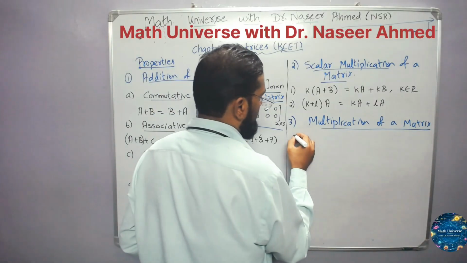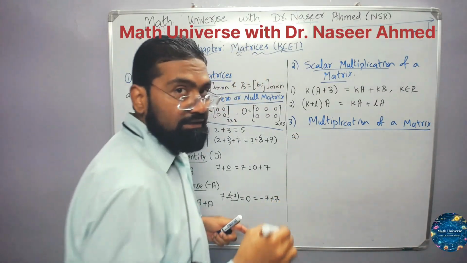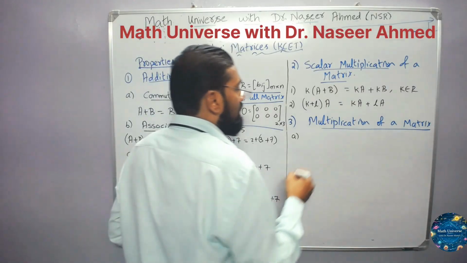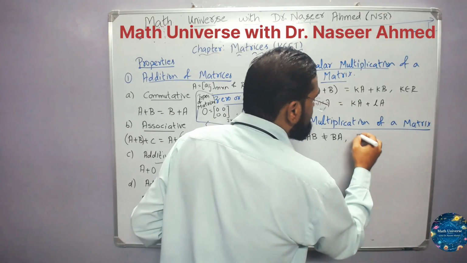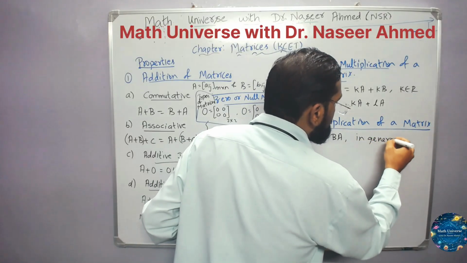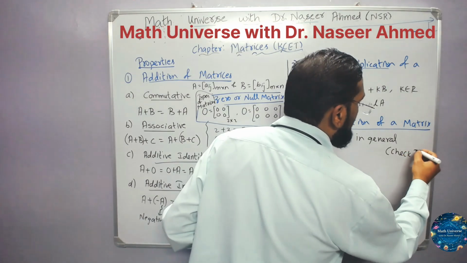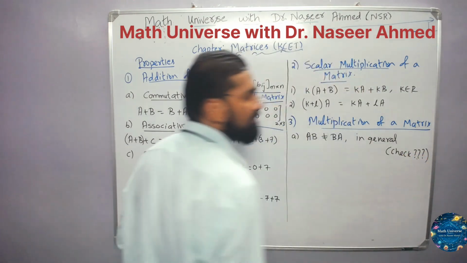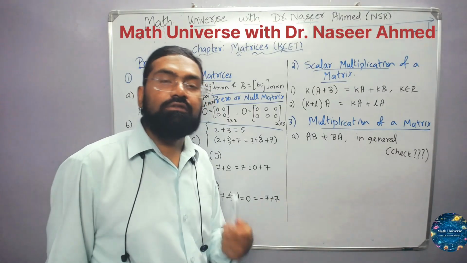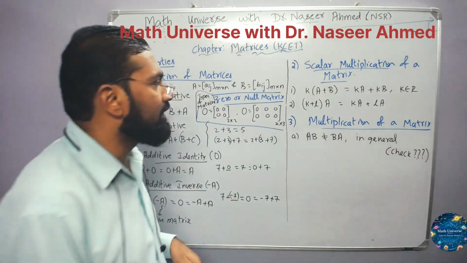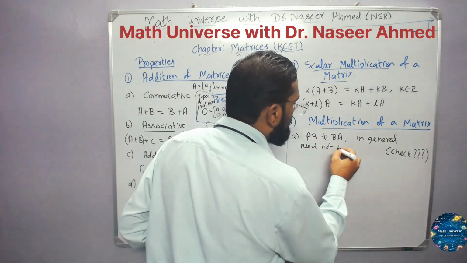First thing, provided matrix multiplication is defined, A into B need not be equal to B into A in general. So we always have to check this. We will not directly comment that it's not equal. You have to check. It may be equal, it may not be. After I finish this, I'll discuss even the particular case when it is commutative. So it need not be commutative.